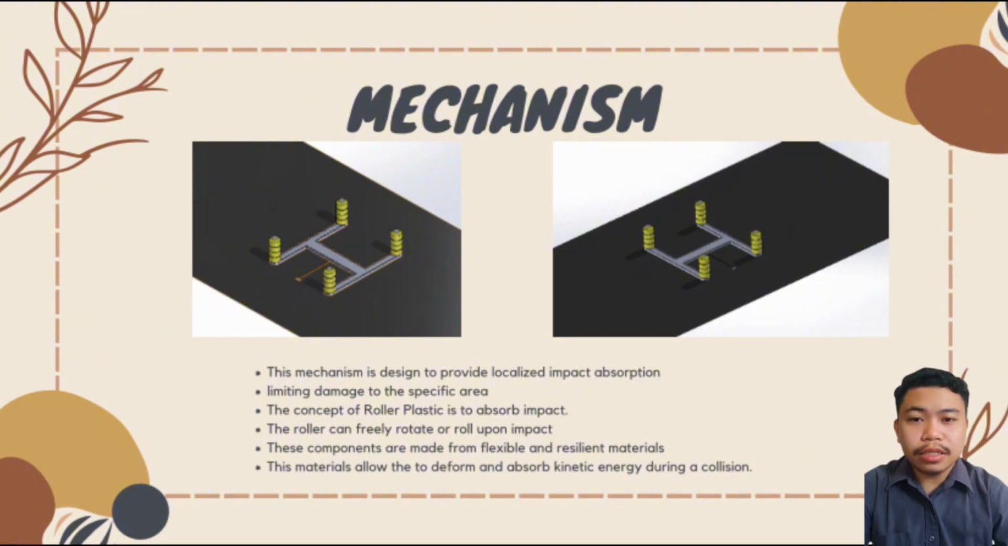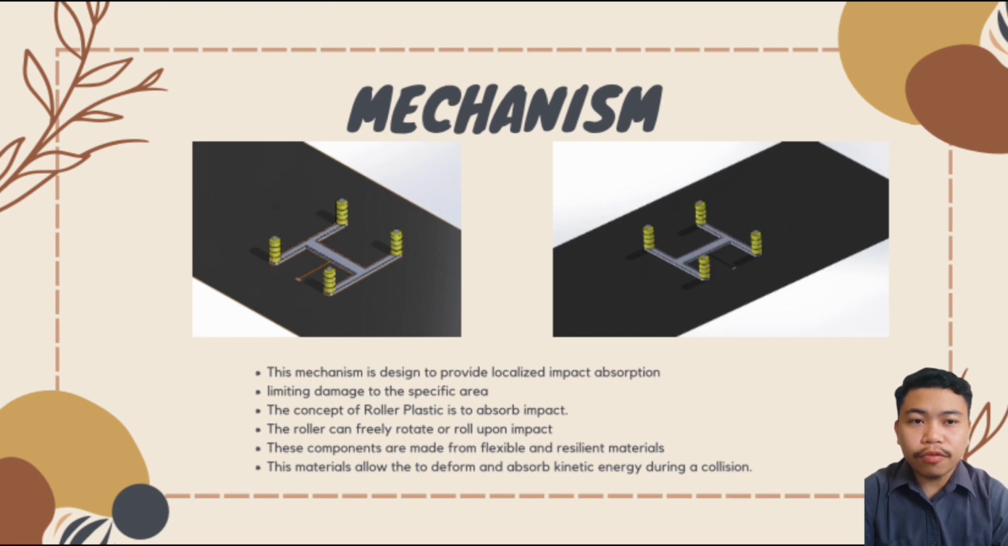Okay, this is the diagram for how it will be put into the parking system. As we can see from the picture, we put it at the corner of each parking space, so the driver will be alerted and avoid the collision with the divider. Okay, this mechanism is designed to provide localized impact absorption. Second is limiting damage to a specific area.